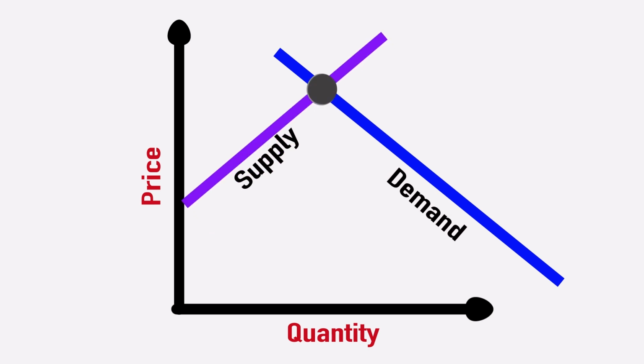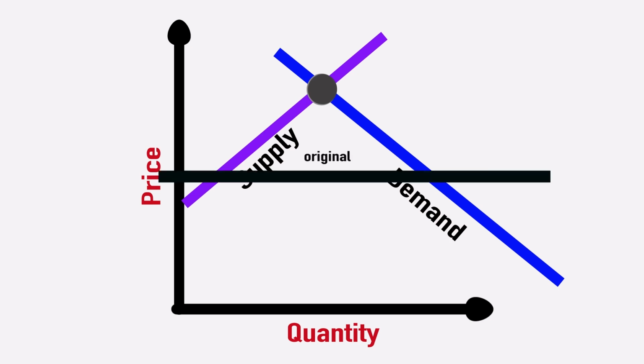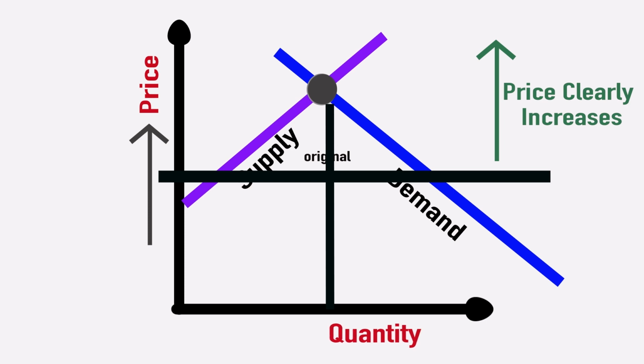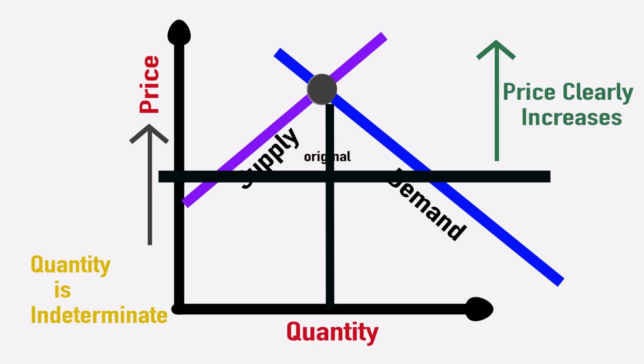But you have to be careful with these kinds of problems. In most cases, one of the equilibrium effects is quite clear, while the other can be indeterminate. In this case, we can clearly see that price increases because it moves higher with movements in both supply and demand. But quantity is ambiguous and therefore indeterminate. It could go either up or down, and we leave it at that.